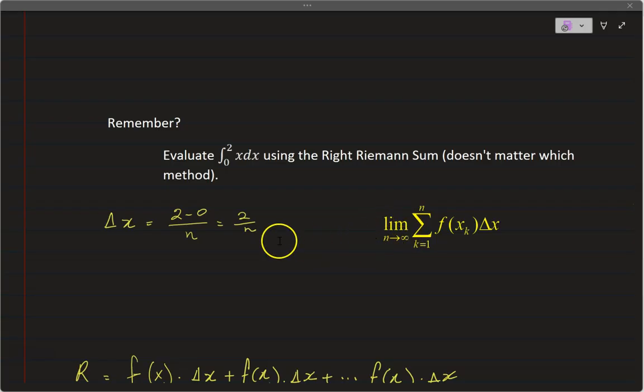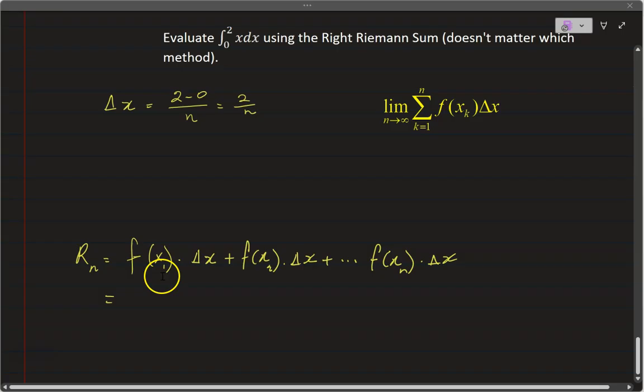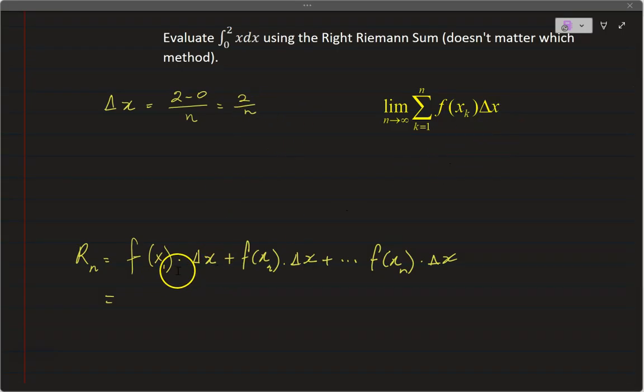Okay, couple of things we need to do. Number one is finding delta x, and delta x is b minus a divided by n, so that's 2 over n. That means that our partitions are 2 over n, and our first value, which is f of x1 times delta x, which is 2 over n, this x1 is actually 2 over n.